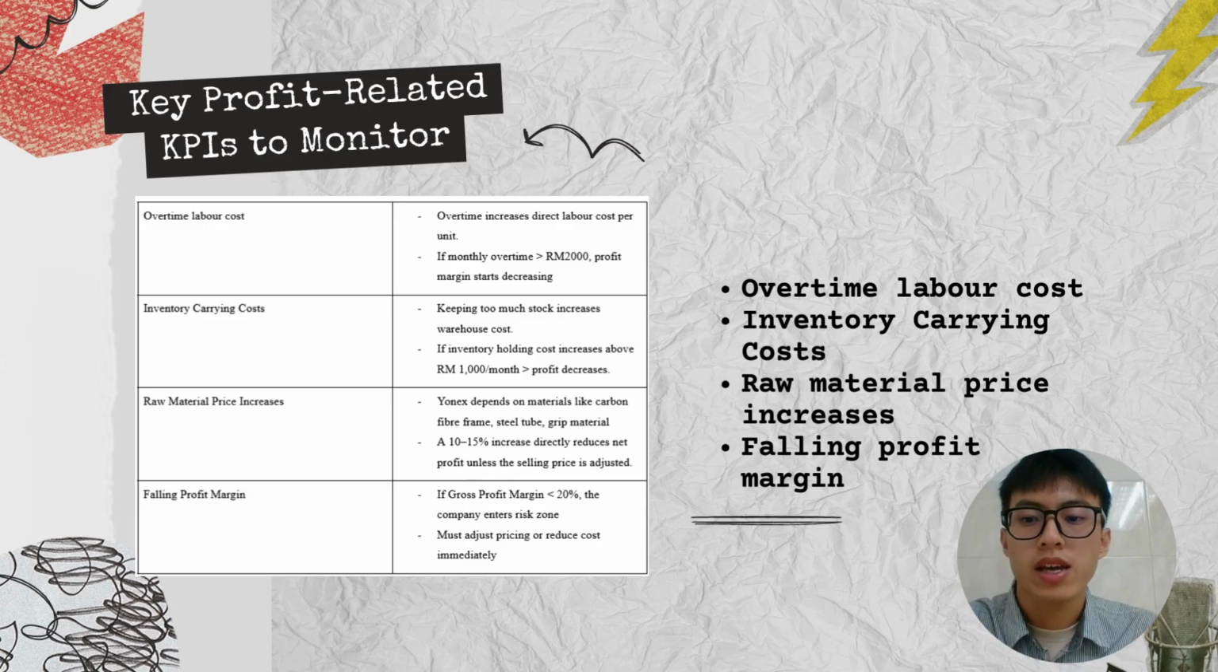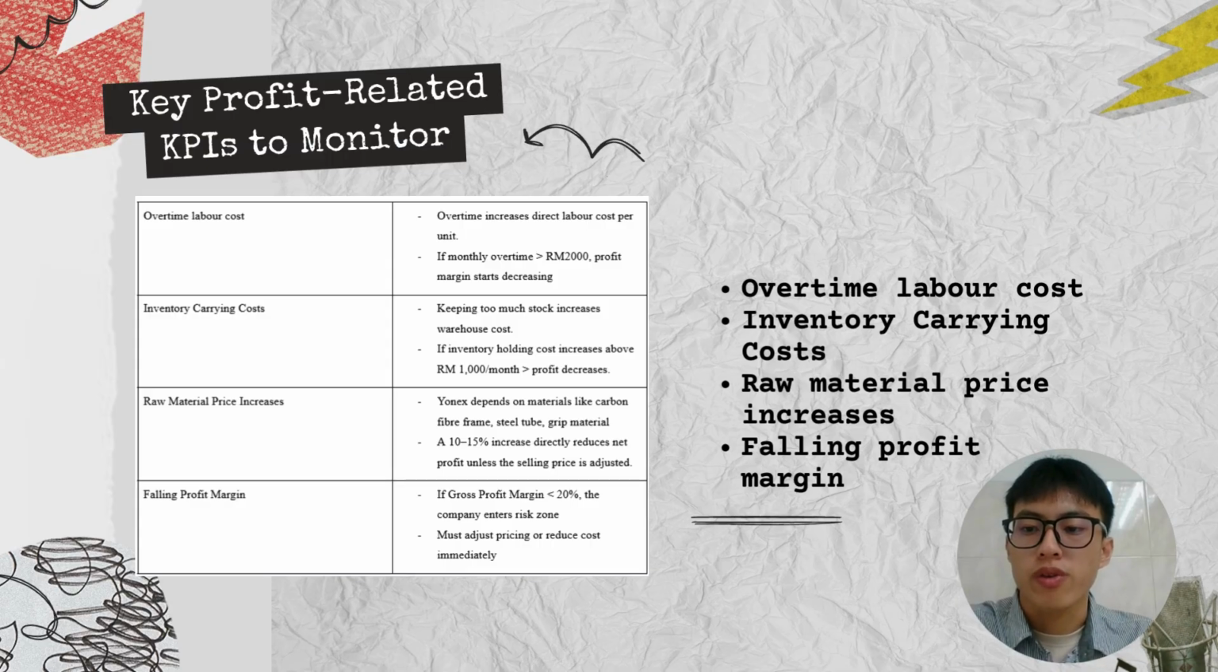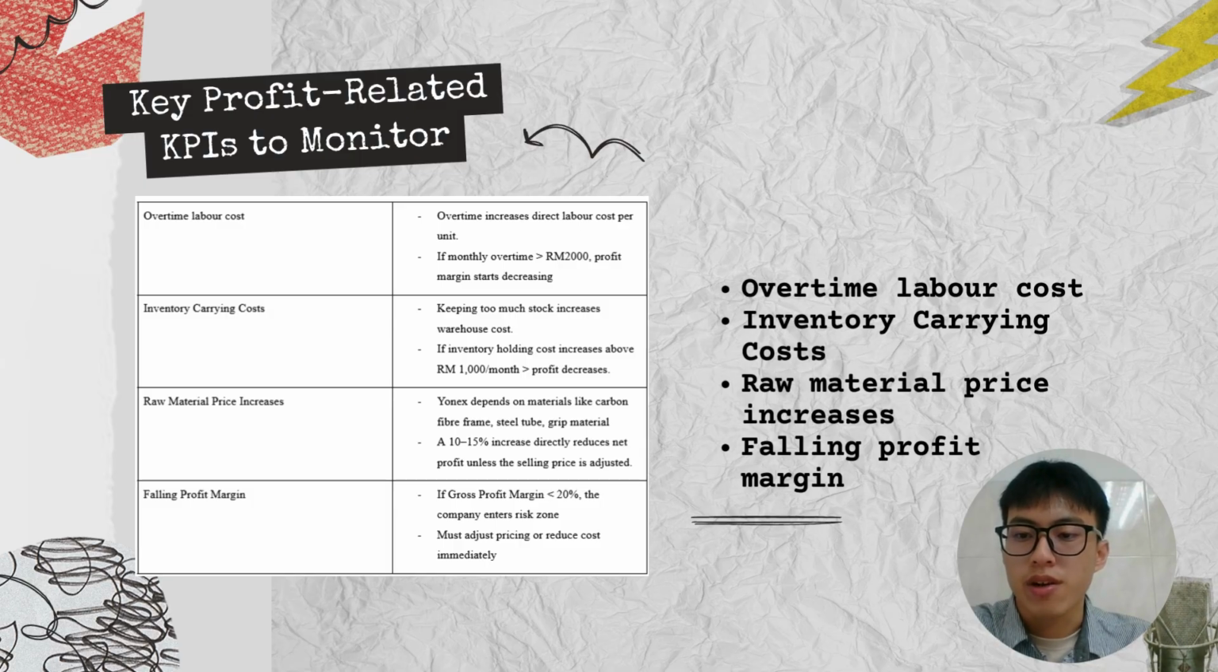The third KPI is raw material price increase. Our company relies on materials such as carbon fiber, frames, steel grip, and grip materials. When the price of these raw materials increases by 10 to 15%, the company's net profit drops unless the selling price is adjusted. Tracking this KPI helps the purchasing manager respond quickly by renegotiating or adjusting pricing.